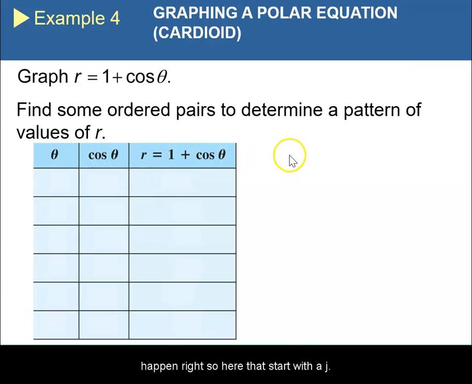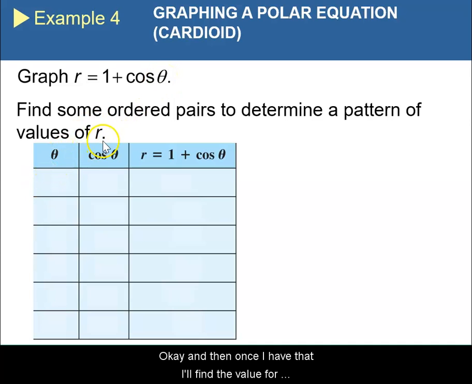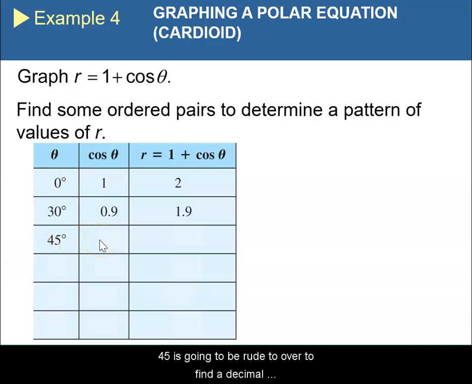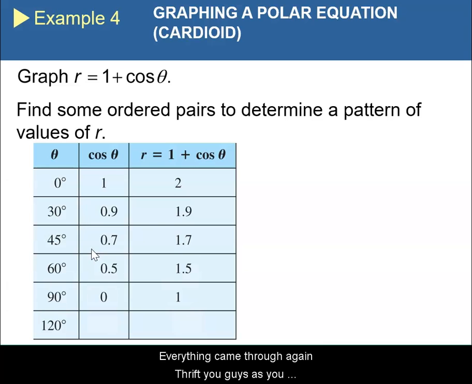So here, let's start with a table. I plug in values as theta, and then once I have that, I'll find the value for cosine of theta, and then I'll just add 1 to those, so then I can have my inputs and my outputs. I'm just slowly building this function. So 0 degrees gives me a cosine of 1. Add 1 to that, I get 2. For 30 degrees, I'm going to get 0.9, or root 3 over 2, and I'm going to add 1 to that. 45 is going to be root 2 over 2. I'll find the decimal approximation and add 1 to that, and so forth through everything.